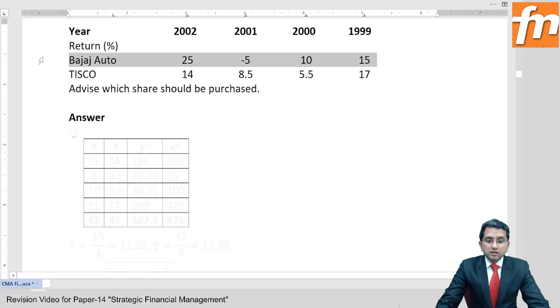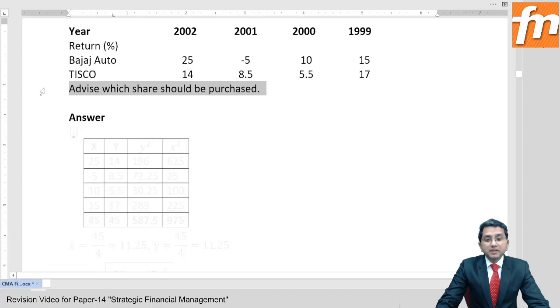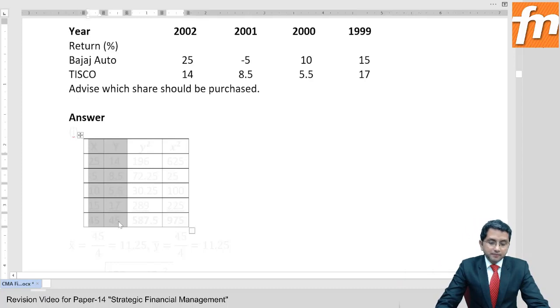Bajaj Auto provided a return of 25, minus 5, 10 and 15% per annum, while Tisco provided a return of 14%, 8.5%, 5.5% and 17%. And both the companies have provided volatile return. That means the risk is always there. Advise which share should be purchased. So if I have to take a decision, choose one of the two available securities, I'll calculate return and risk for both securities. And these are individual series, mind it.